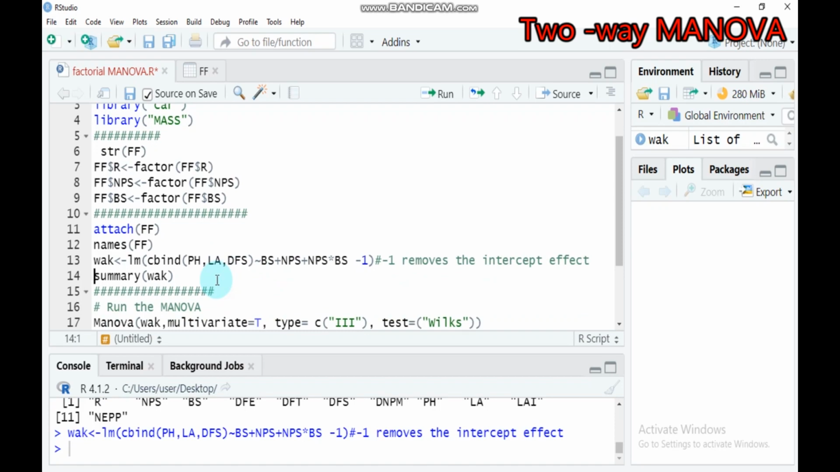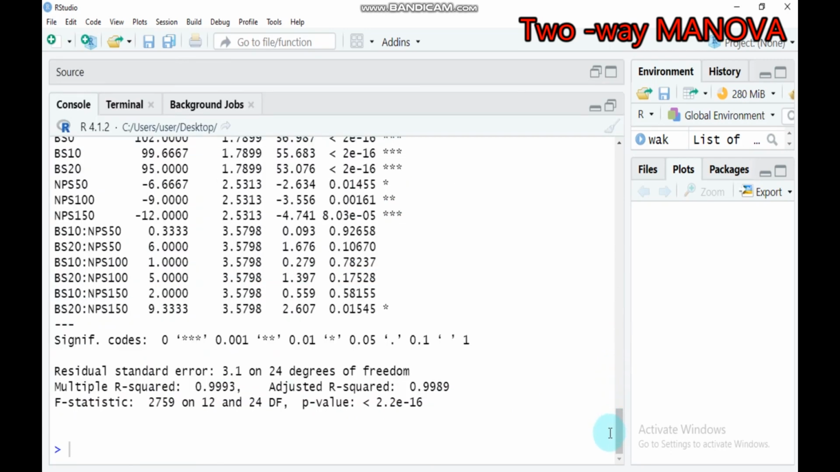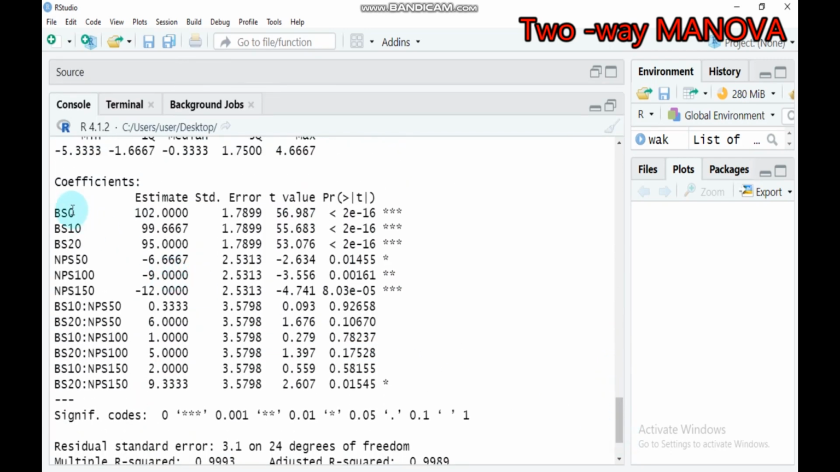Then let's see our summary. Yeah, so our summary looks like this. Here is the Brary sledge, the individual effect as well, with 0, 10, 20 as the levels, that means 0 ton, 10 ton, and 20 ton per hectare. And again, here is the NPS at the rate of 50, 100, and 150 kilogram per hectare. All are statistically significant. Coming to the interaction effect, most of the interaction effects are not significant. However, the interaction between Brary sledge at the rate of 20 ton per hectare and NPS fertilizer at the rate of 50 kilogram per hectare is significant.